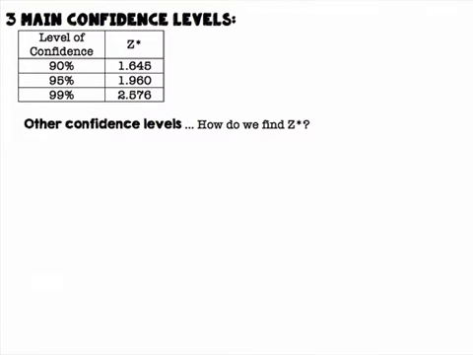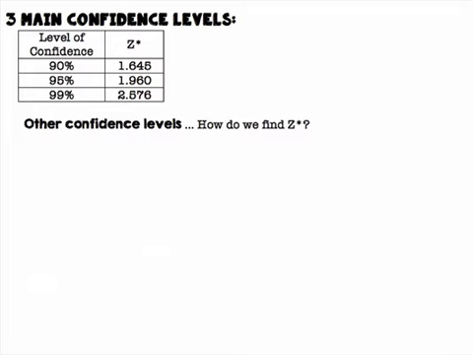So, 3 main confidence levels. These are some of the more commonly used confidence levels and their Z star values, so you might want to refer to those or have those memorized. It might be a little bit easier, but you can calculate them on your calculator in case you forget them.